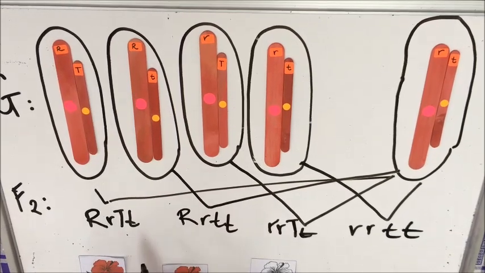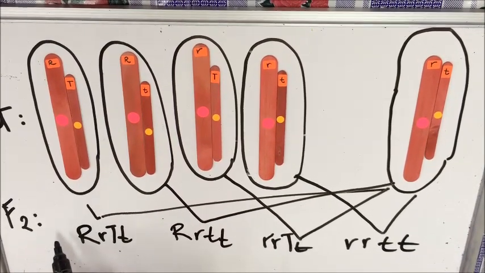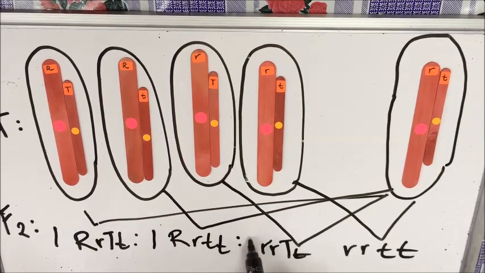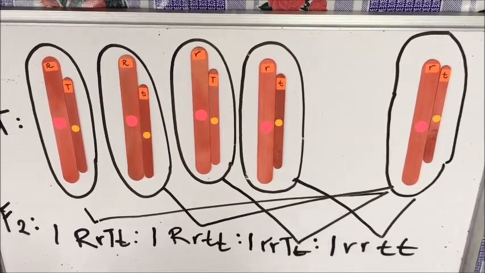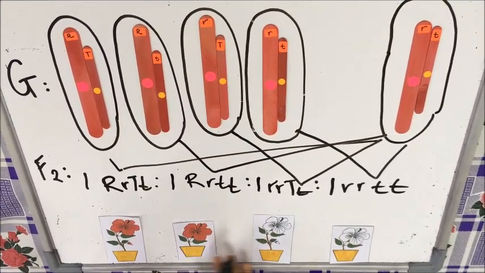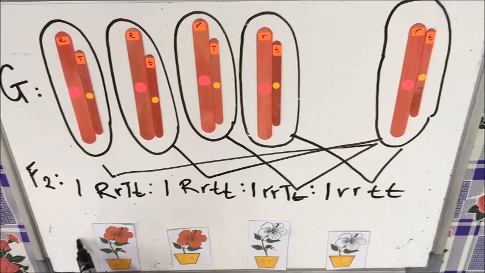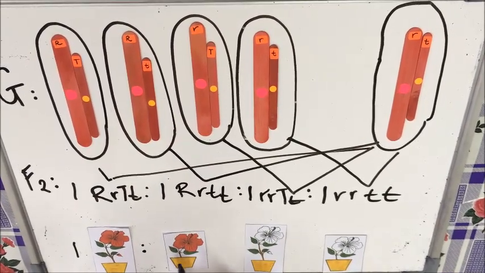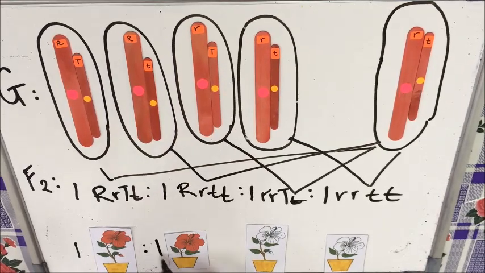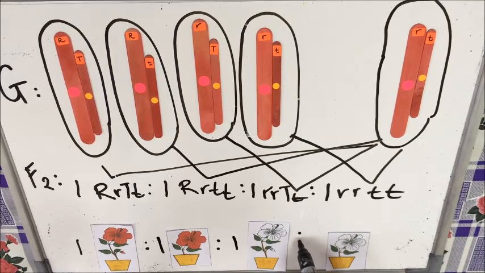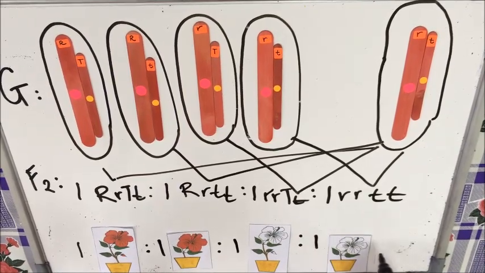The genotype ratio for the offspring is 1:1:1:1. The phenotype ratio for the offspring is 1 red tall plant, 1 red short plant, 1 white tall plant, and 1 white short plant.